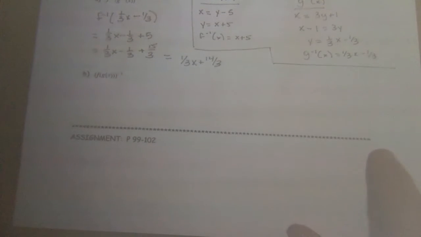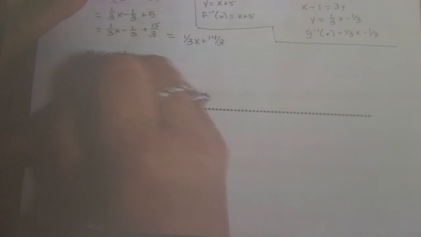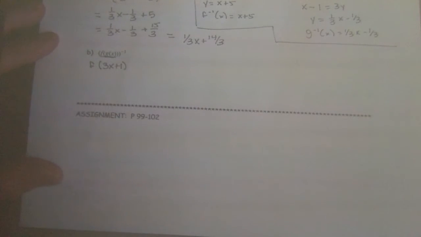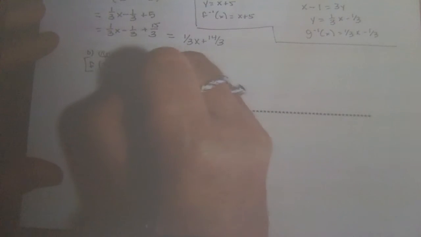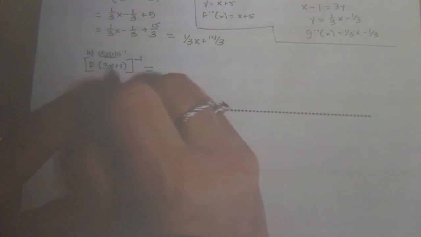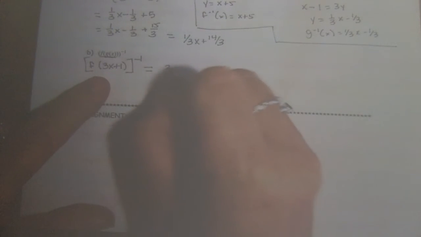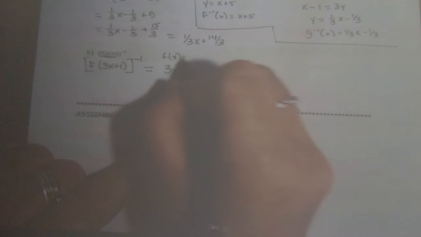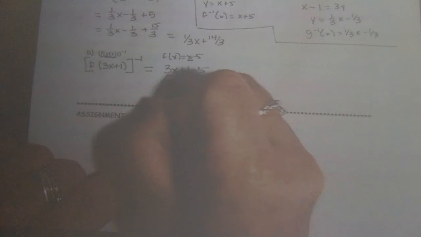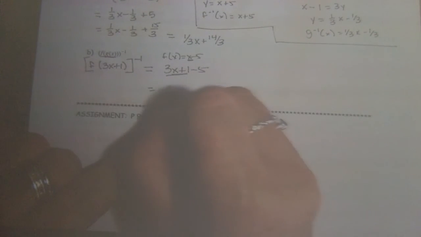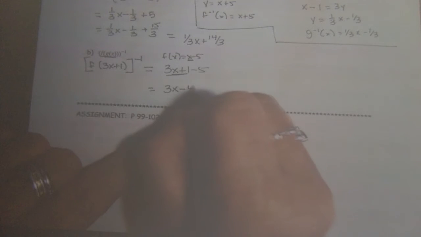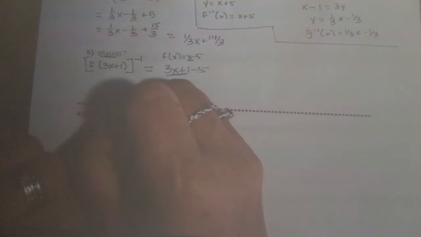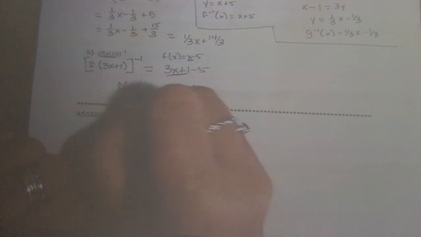For this one, we've got to find f of g of x. So in the f function, we plug in the g function, and then we find its inverse. So I plug in 3x plus 1 into the f of x function. Remember, f of x equals x minus 5. So where I see x, I plug the 3x plus 1 in. That gives us 3x minus 4. So f of g of x equals that.